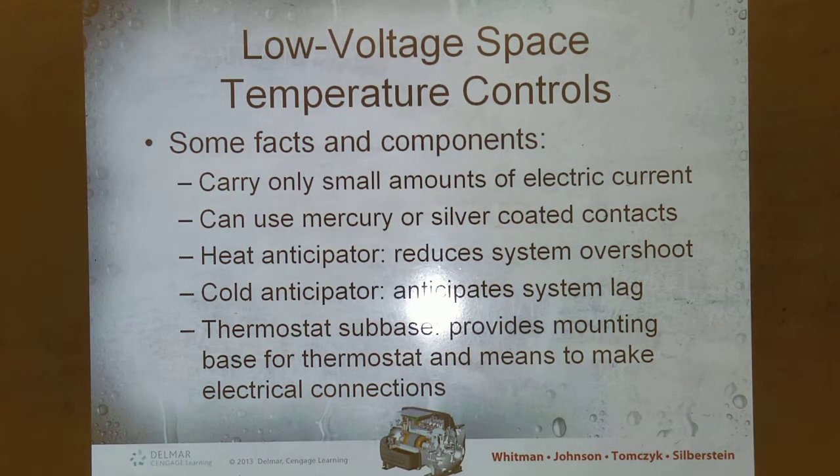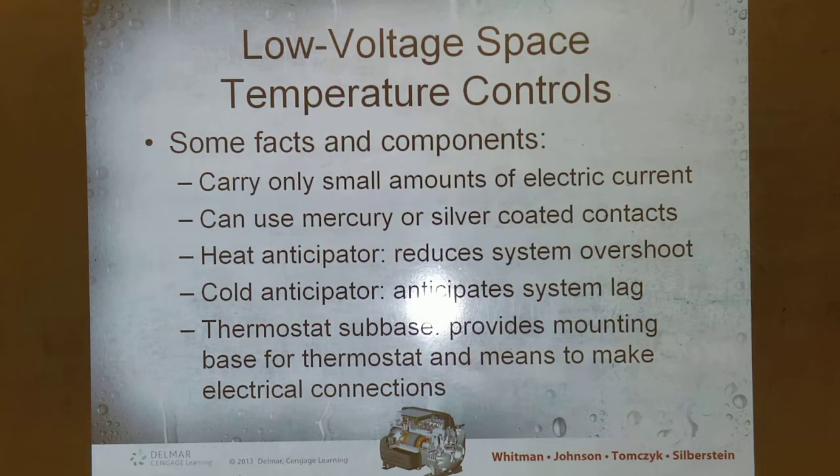Low voltage space temperature control. Some facts and components: they carry only a small amount of electrical current. They can use mercury or silver coated contacts. The anticipator reduces system overshoot. A cold anticipator controls system lag. The thermostat subbase provides a mounting base for the thermostat and a means to make electrical connections.